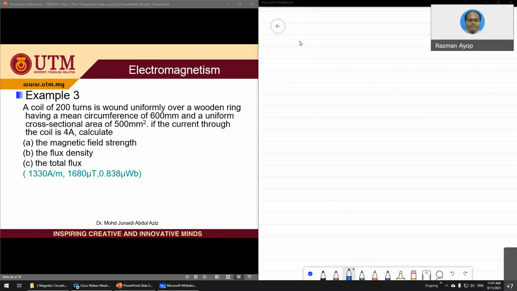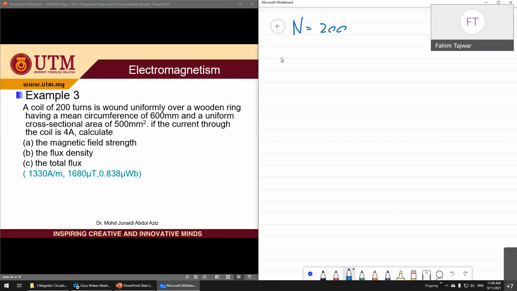Okay, what is the first? This is a very important skill. You have to know how to extract this. So you can see here a coil of 200 turns. What does this mean? A coil of 200 turns. Because if you cannot extract the information, you cannot use the formula. I don't know, doctor. Sorry. Okay, you can see here is turns, right? Number of turns. 200 turns. Yes. So N is equal to 200.